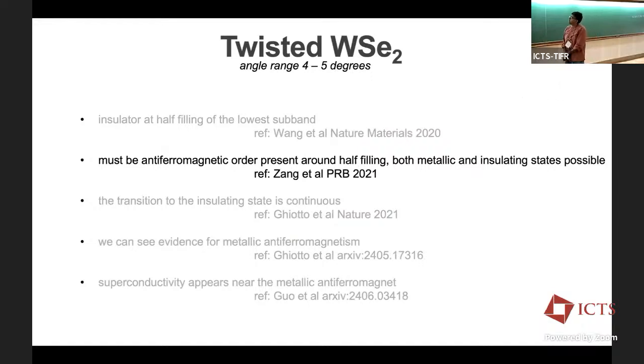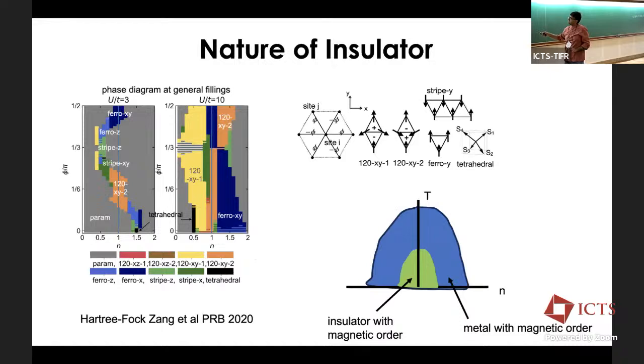Okay, so now I'm going to go very quickly into the second part of the story, and I'm going to be very brief because this is theory. So this is theory from Andy Millis and his collaborators. And I should say that this is Hartree-Fock theory. And I should also say that there have been many, many works done which I'm not referencing here. And if you're one of the authors who've done one of those, I apologize in advance.